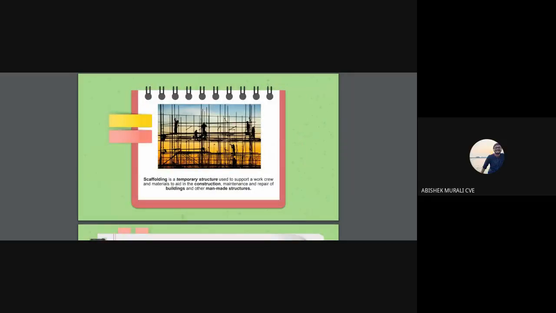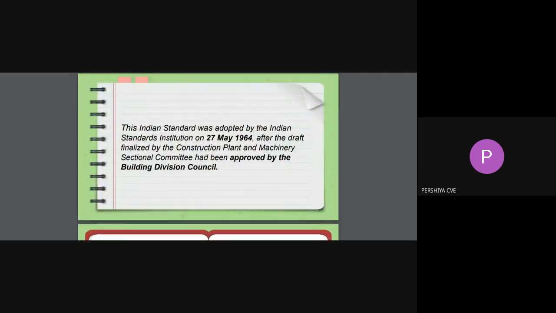Scaffolding is a temporary platform used to elevate and support workers and materials during construction, repair work, or cleaning work of a structure. This Indian standard was adopted by the Indian Standards Institution on 27th May 1964, and it has been approved by the Building Division Council.